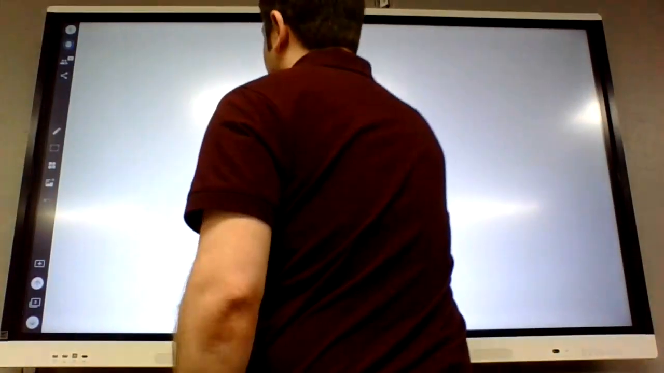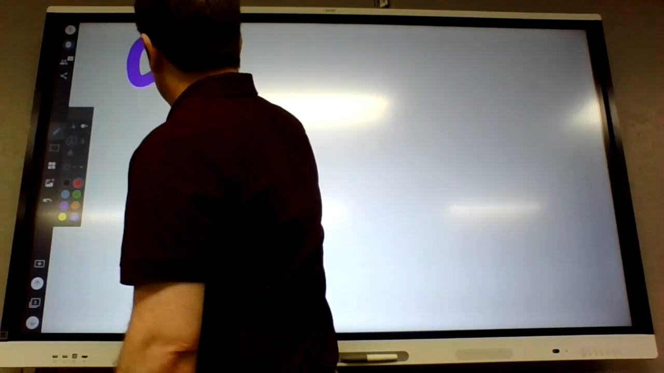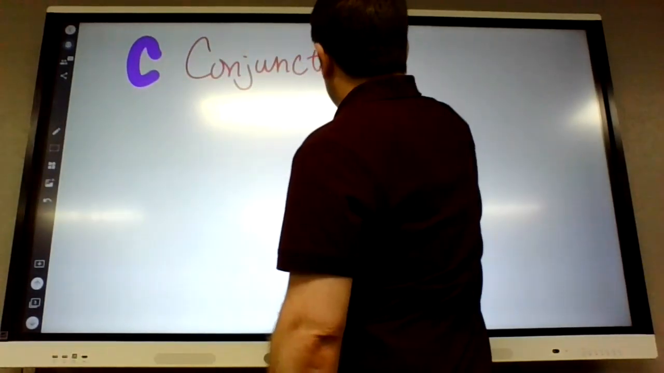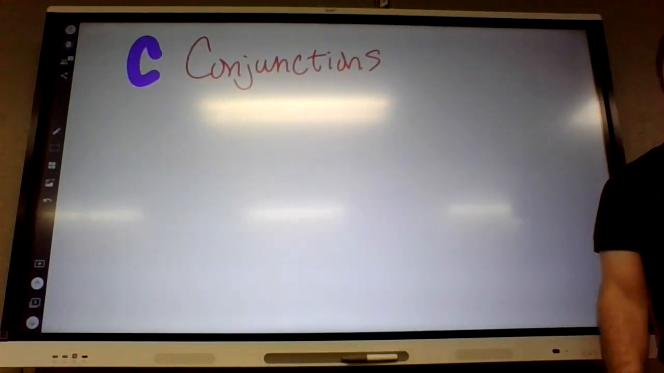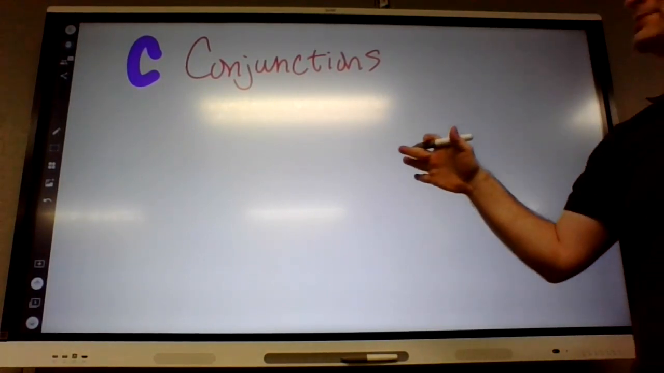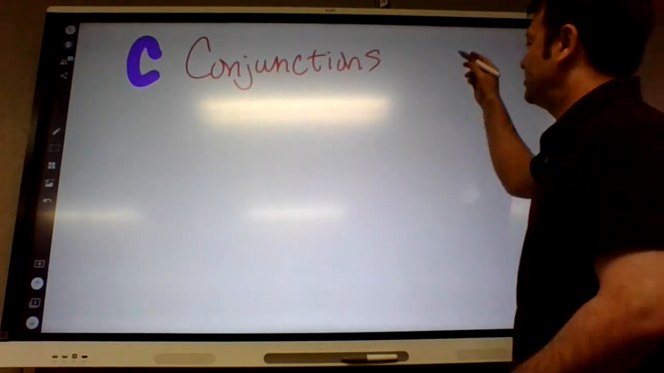Today we are talking about conjunctions. So that's a word you might have heard from English or something. What does it mean in English? And or but. Okay, in math it just means and.